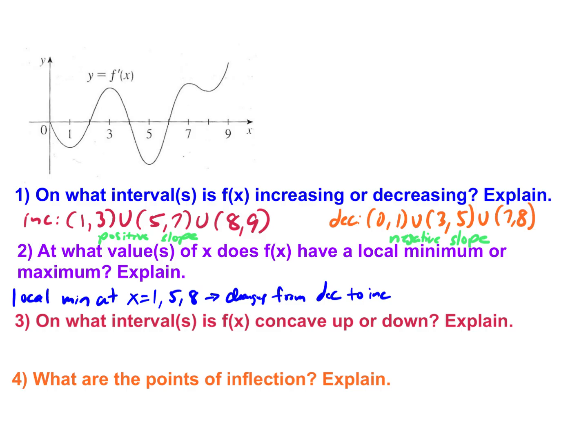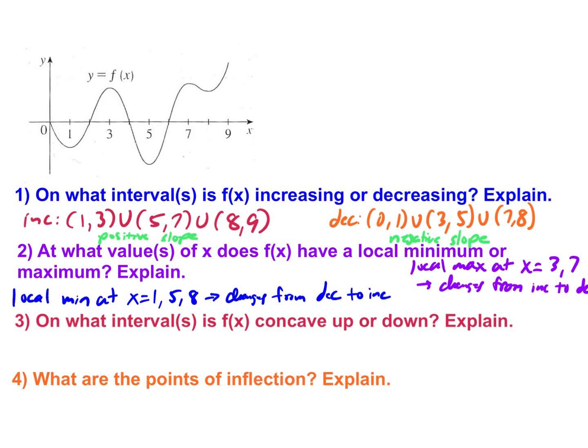And it changes from decreasing to increasing. You could have said the first derivative changes from negative to positive, but we really didn't actually find the first derivative. And then, of course, we have a local max in 2 places, at 3 and 7, where it changes from increasing to decreasing. Are we good so far on those first 2?